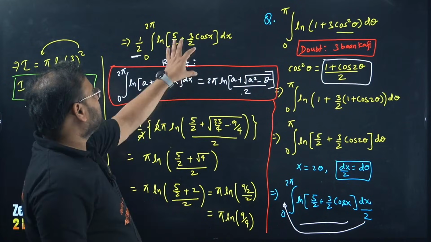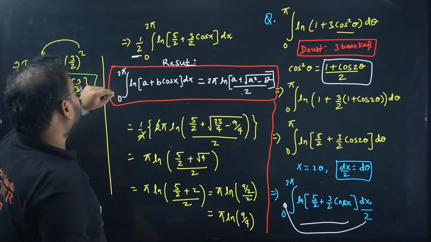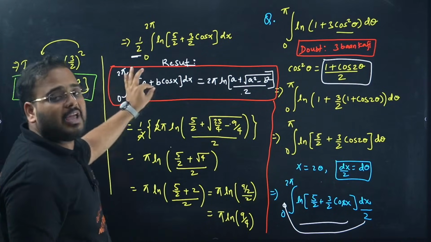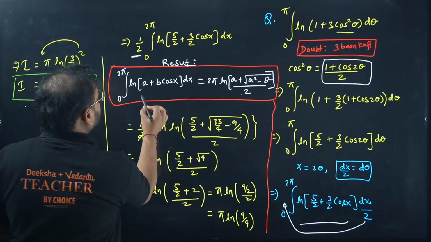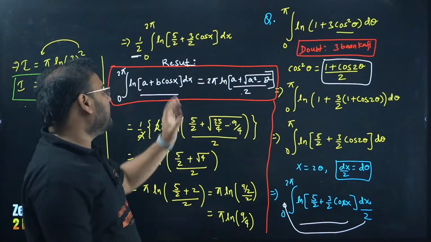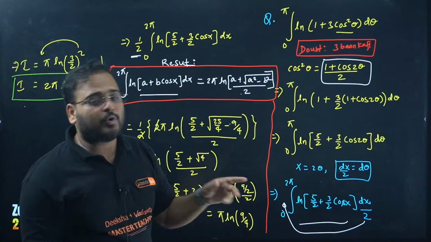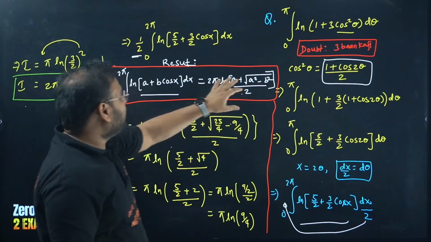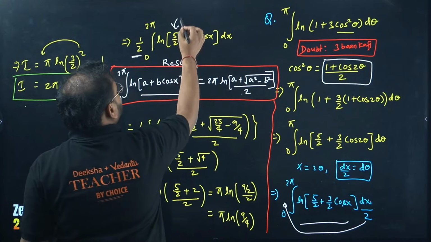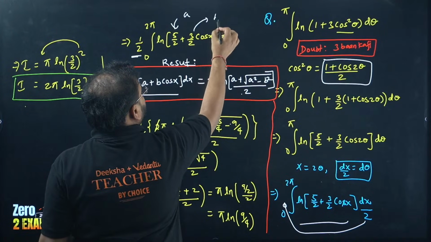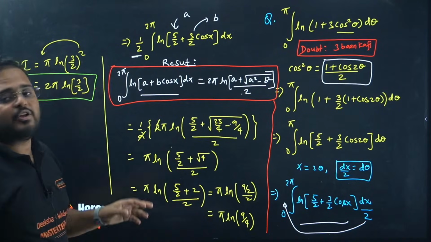Once you do that, this resembles the result that we have: 0 to 2 pi ln of a plus b cos x is given by 2 pi times ln of (a plus the square root of a square minus b square) by 2. This is a result. So if you compare, this is your a value and this is your b value. So a value is 5 by 2, b value is 3 by 2.